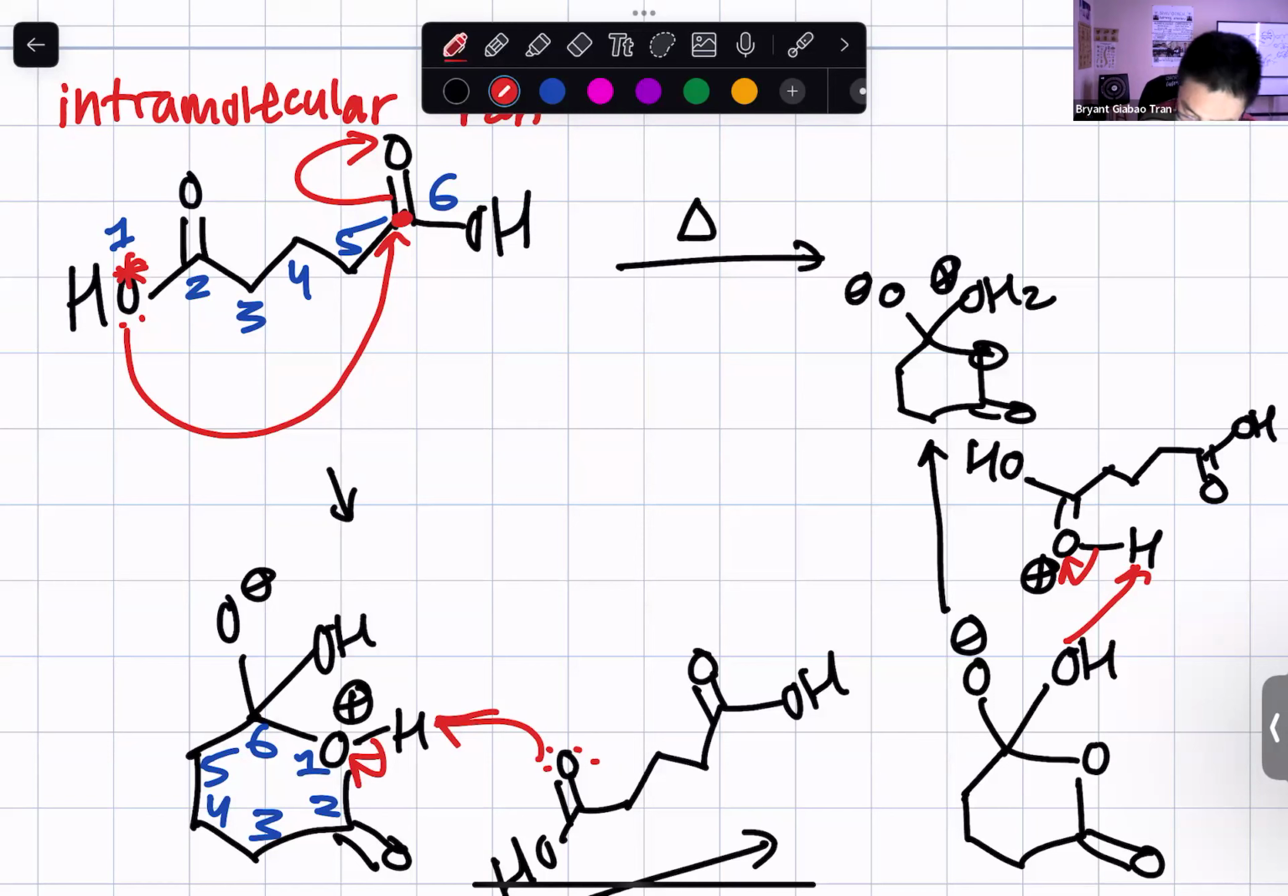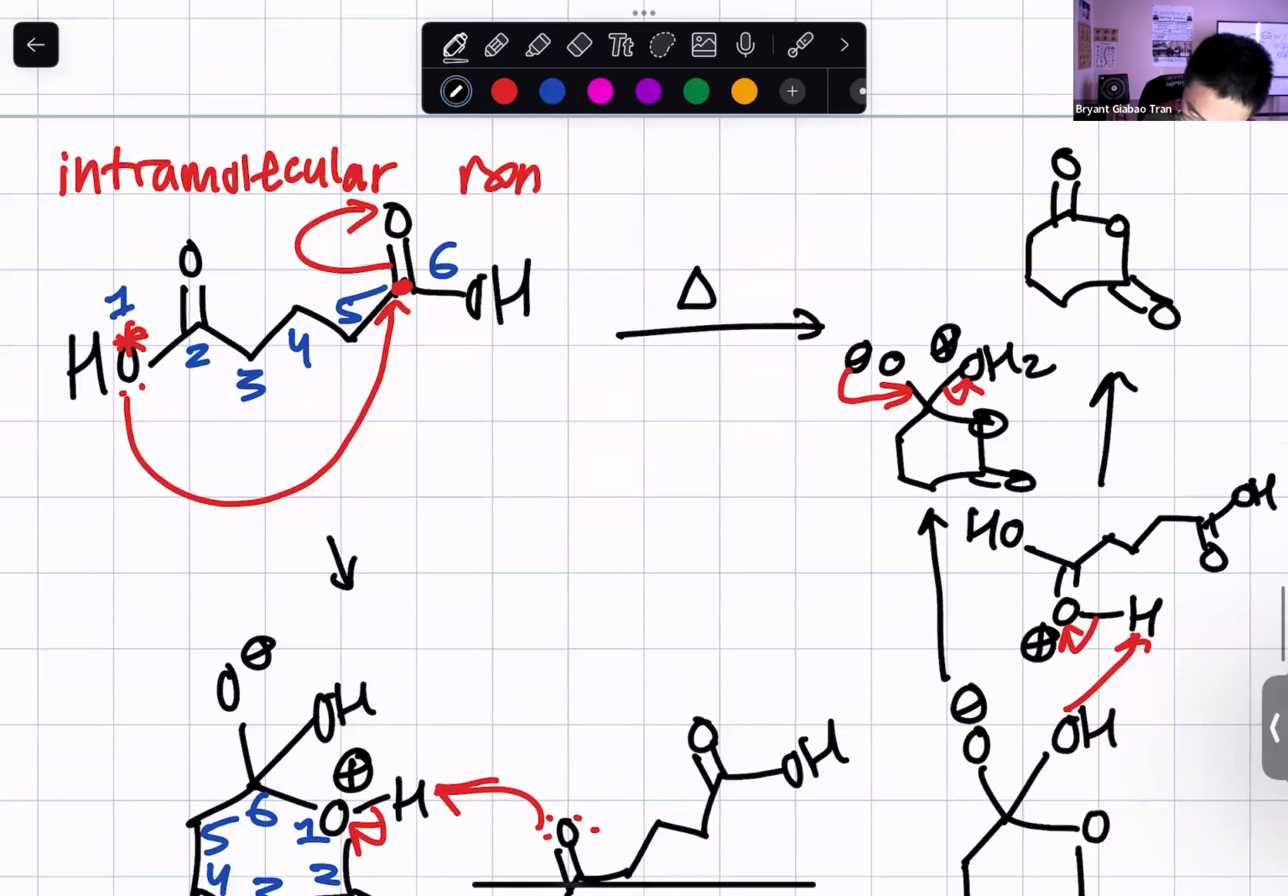Now everything is primed and ready to go. We have our good leaving group ready. We have our bad leaving group ready to stay. So we're going to kick off the good leaving group by reforming the carbonyl and driving that good leaving group off, which is going to give us this final product here, which is a cyclic anhydride. Here. Any questions on this mechanism?